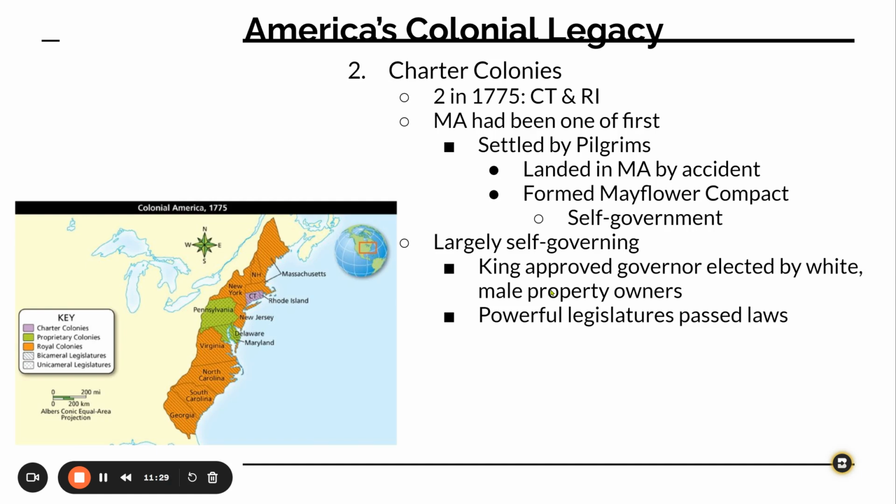What makes them more of a standout is the power of their legislatures. In our current system, legislatures pass bills that become law if the president signs them, or in some other narrowly defined circumstances. But here, the legislatures themselves passed laws. And those laws were not to be vetoed either by the governor or even the king. As long as that colony retained its charter, its legislature had those powers.